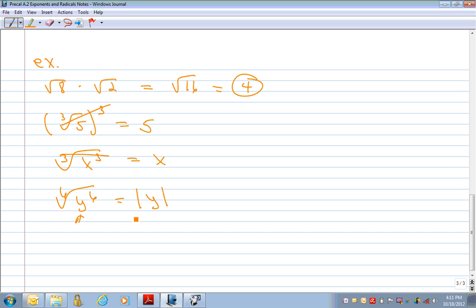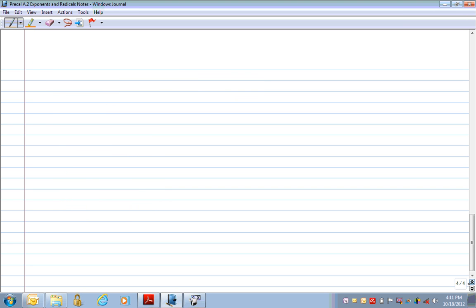All right, let's move on to a few more examples. And again, like I said, there are additional examples in your book. I'm not going to go through every one of them, but I am going to go through some, and rather quickly as well. All right, let's talk about combining radicals. Let's take these.